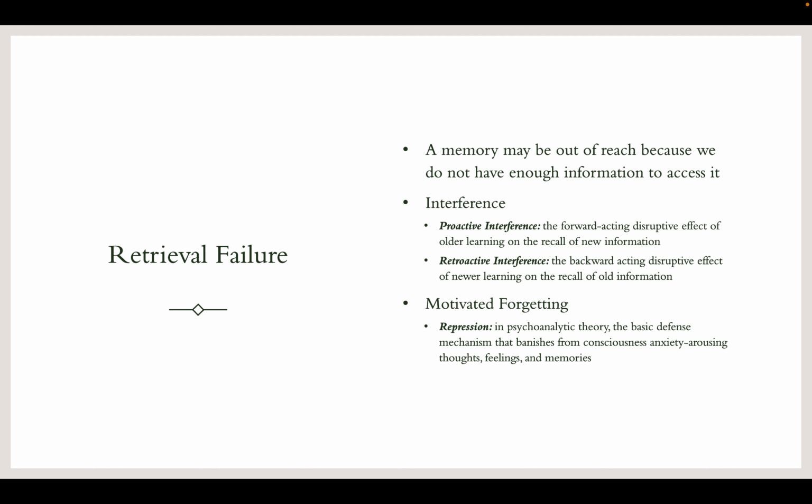There is also motivated forgetting, and this is when someone is motivated to not remember something accurately. An example is information was encoded properly and is still intact, but it's not retrievable because it would be embarrassing to remember.